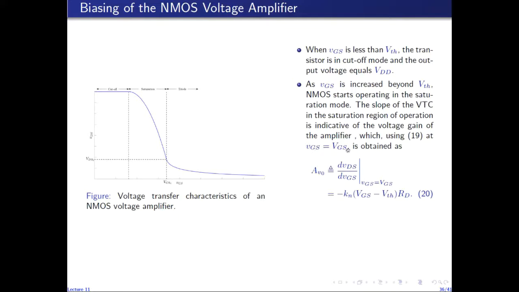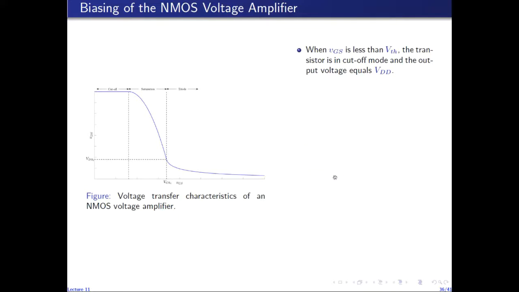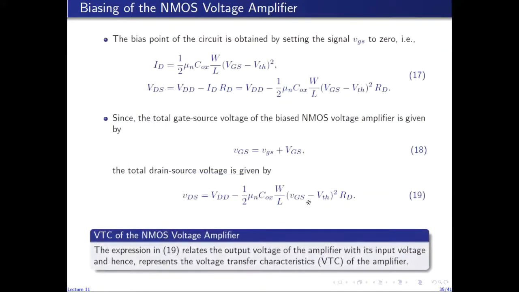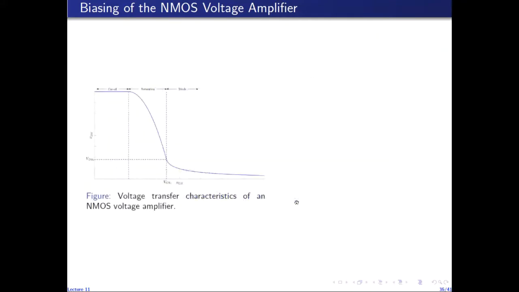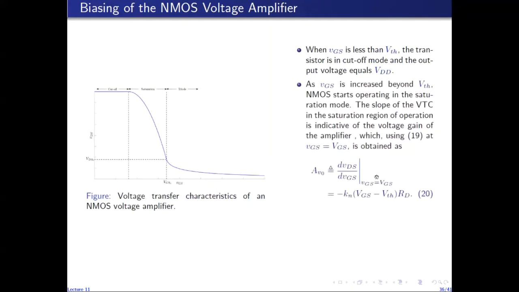So the slope is computed by differentiating this equation of VDS with respect to small VGS, and then replacing small VGS with capital VGS. So this gives us this expression for the voltage gain of the amplifier. So this negative sign again indicates the inverting nature of the amplifier. So the gain of the amplifier in the saturation region is given by the MOSFET transconductance, the overdrive voltage corresponding to capital VGS, and the resistance RD.